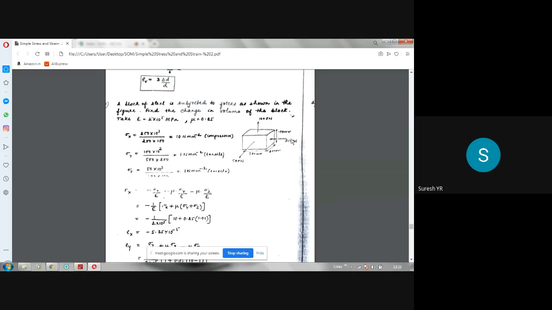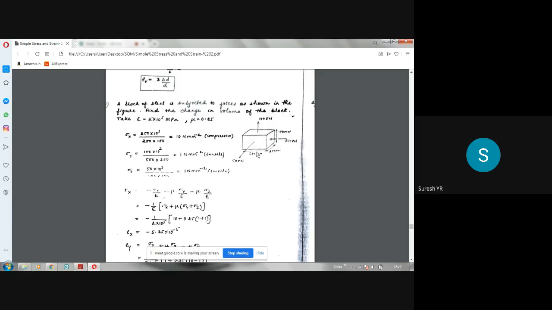Now 200 kilonewton is given in the x direction. So that means this is the force in x direction, compressive force. See, towards the block he has given the arrow. In y direction he has given 100 kilonewton tensile force. It is away from the block. In z direction also it is tensile. He has given it away from the block.